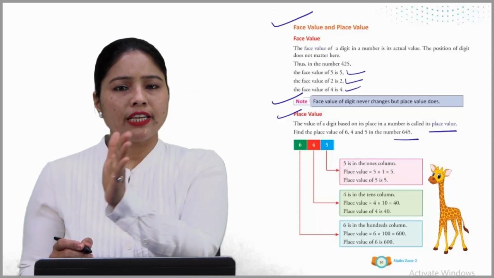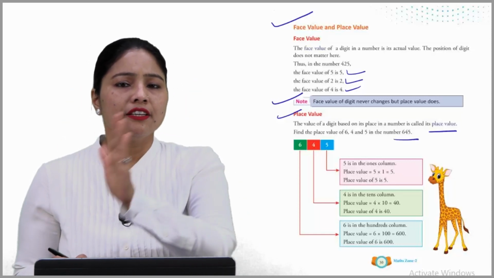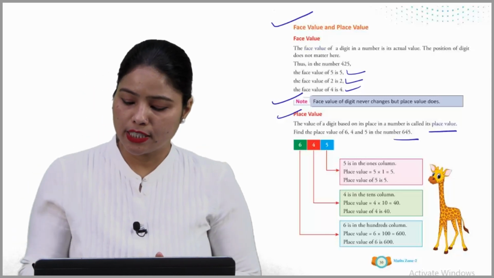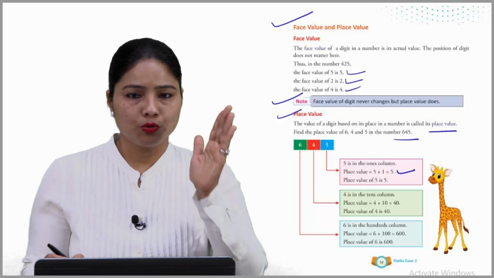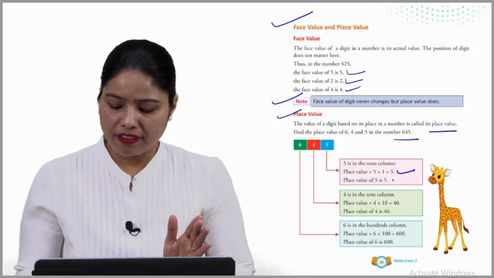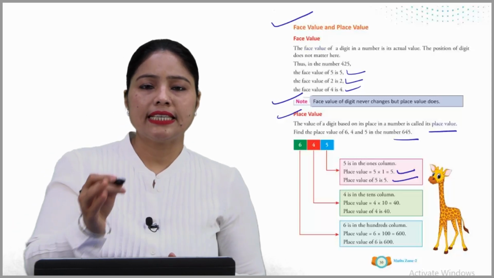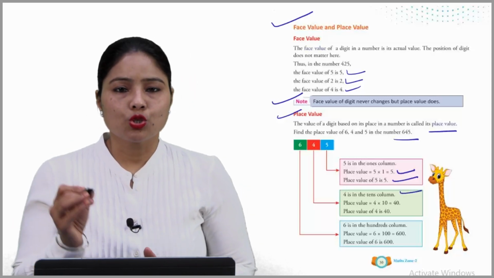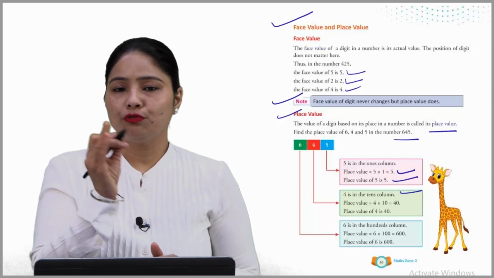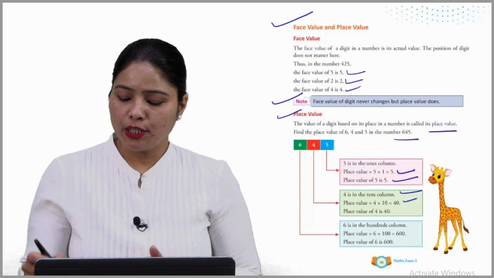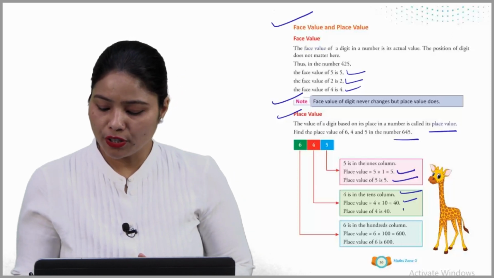So 5 की हमारी जो place value है, 5 is in the ones column, so place value is 5 into 1 is equal to 5. Place value of 5 is 5. Similarly 4 की place value है, 4 is in the tens column. So place value is equal to 4 into 10 is equal to 40. So place value of 4 is 40.